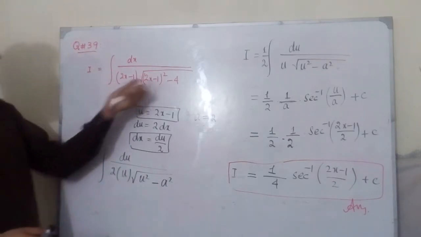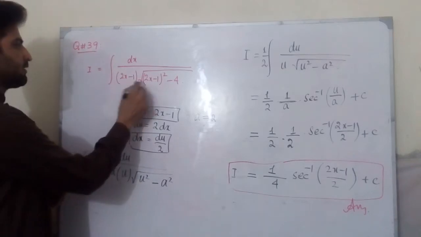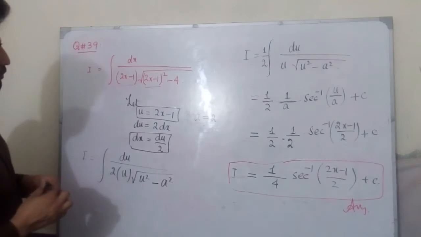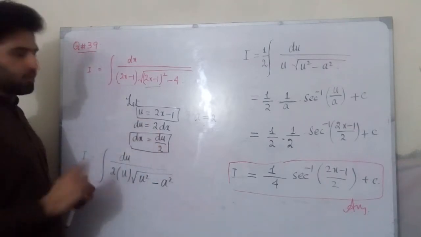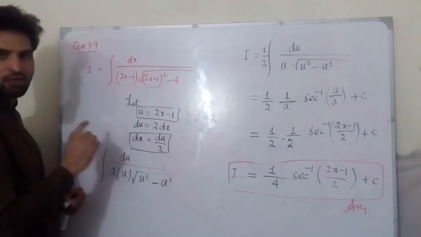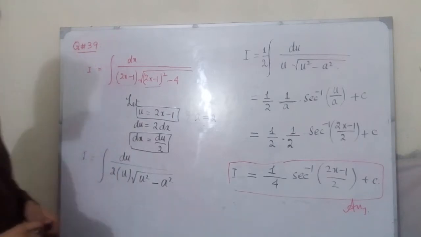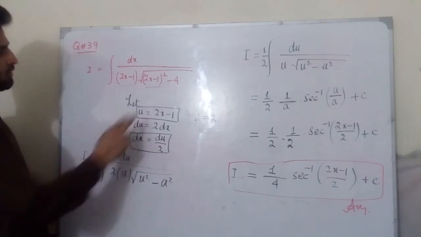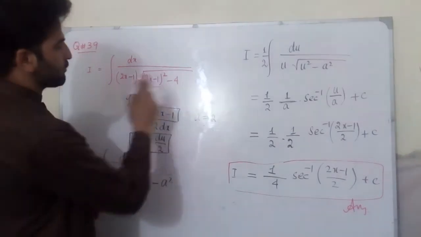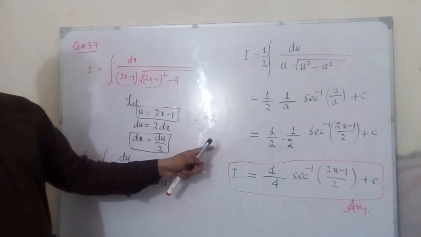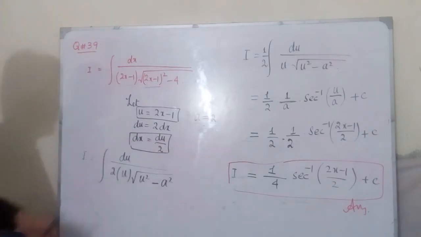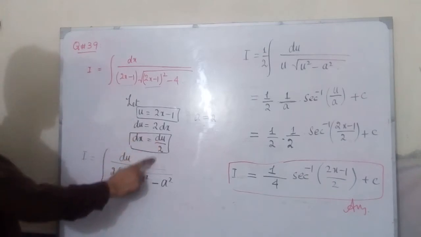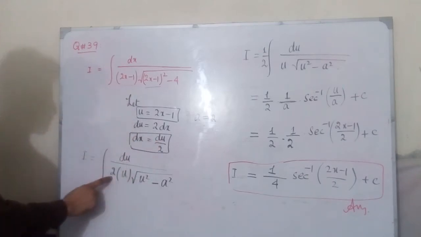So let this be equal to u. So u equals 2x minus 1, du equals 2 dx, and dx equals du over 2. And now a square equals 4, so a equals 2. Now put these values in this. So du by 2 is dx.